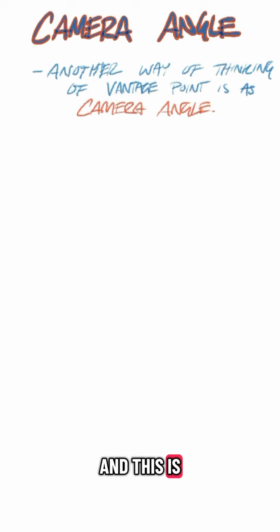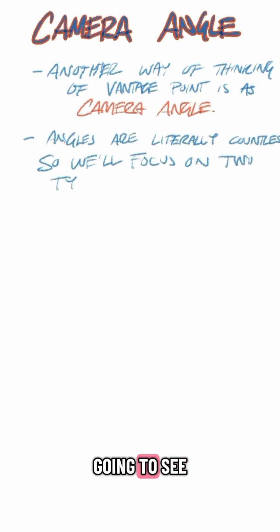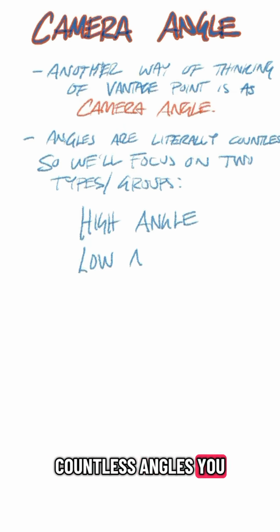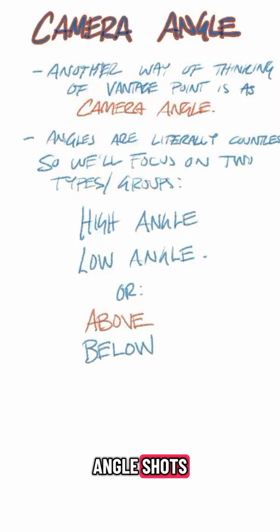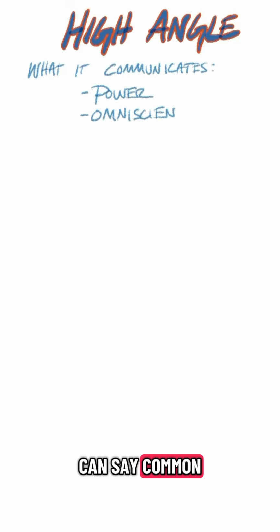If you're scratching your head over vantage point, another good way to think of it is as the camera angle of your frame, of what you're drawing. And this is important because it represents the viewpoint of your viewer, how they're going to see what you want to show them. Now, there are countless angles that you could go with, but today we're going to focus specifically on high angle and low angle shots, or above and below, and what those represent to the viewer. So beginning with high angle here, the high angle shot is a very common, popular one.